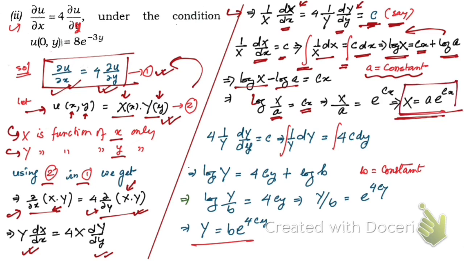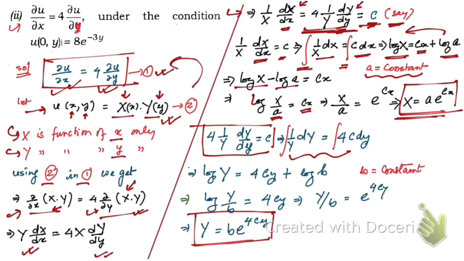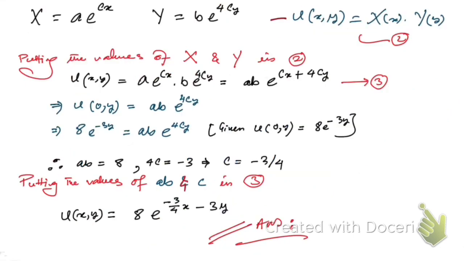Similarly, taking this part of the equation, 1 by Y, derivative of capital Y with respect to small y is equal to c, and then integrating both sides, we can find the value of capital Y. So once you have got capital X and capital Y, let me write these two results on the next slide, and let me write equation number 2 again also. So this is equation number 2, and these are the values we have obtained, X and Y.